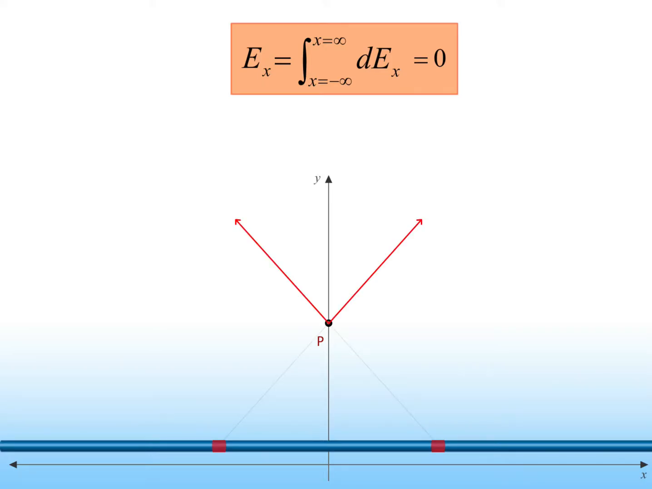The magnitudes of the E fields produced by these segments are equal since they are the same distance from P. The directions of the E fields produced by these segments, however, are not the same. In particular, we see that the x components of the E fields from the two segments exactly cancel each other. Since the line is infinite, for any segment we choose at minus x, there's another segment at plus x that will produce an E field at P whose x component exactly cancels the x component of the E field at P produced by the segment at minus x.